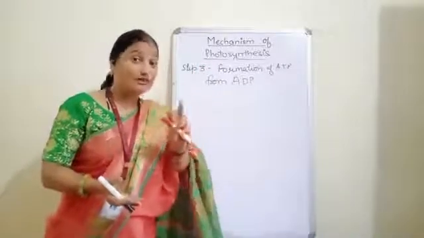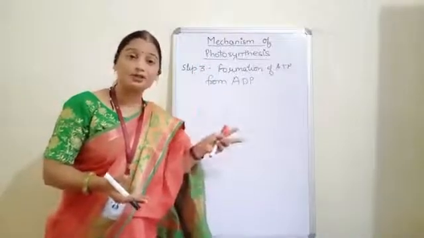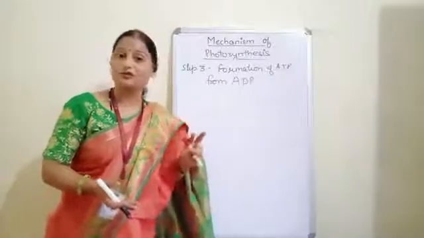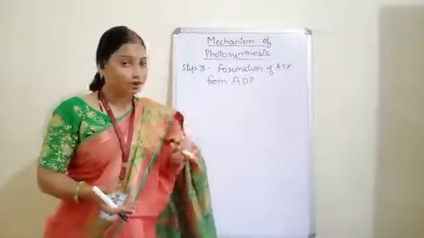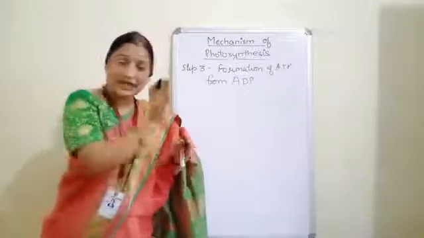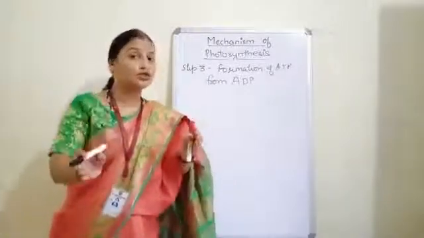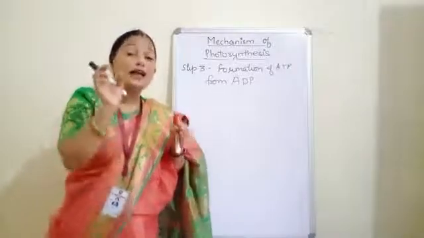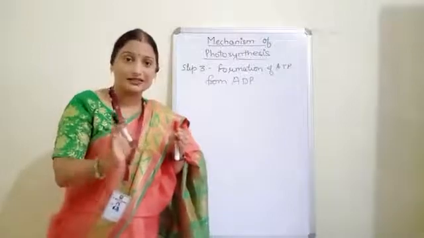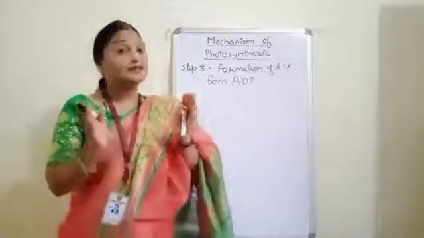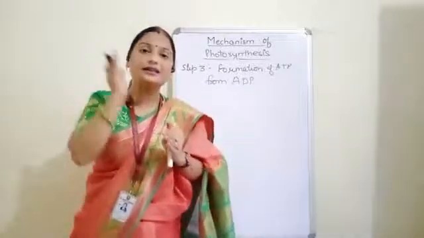Okay, now see what has happened in step number 2. In step number 2, there was a photolysis of water. Means there was the breaking down of water molecule into H plus ions plus 4 electrons. Now these 4 electrons are activated energy. Whenever the molecules break down, these molecules release energy.